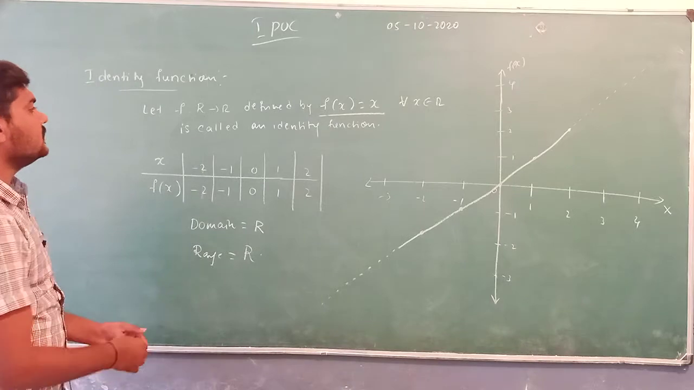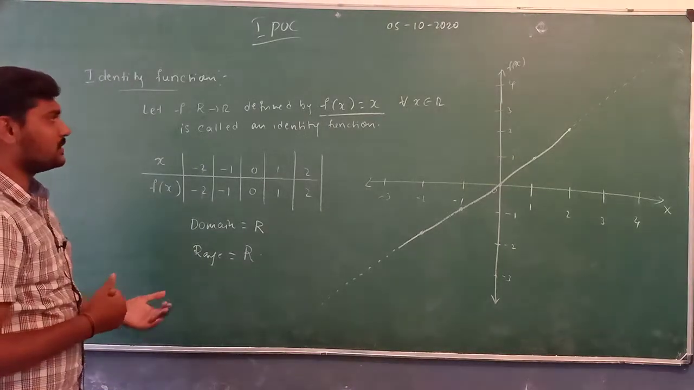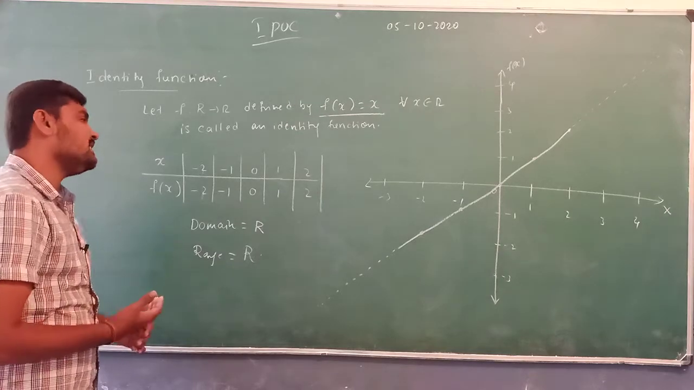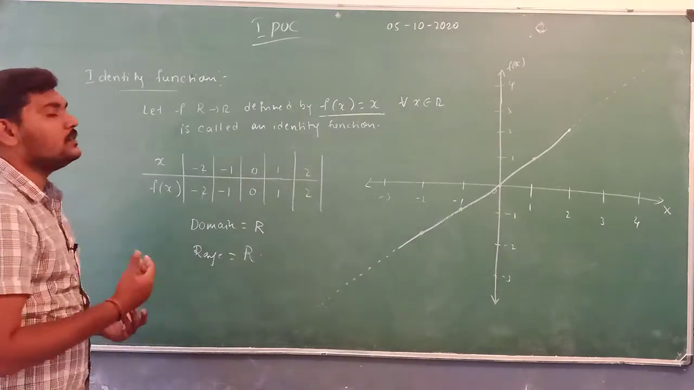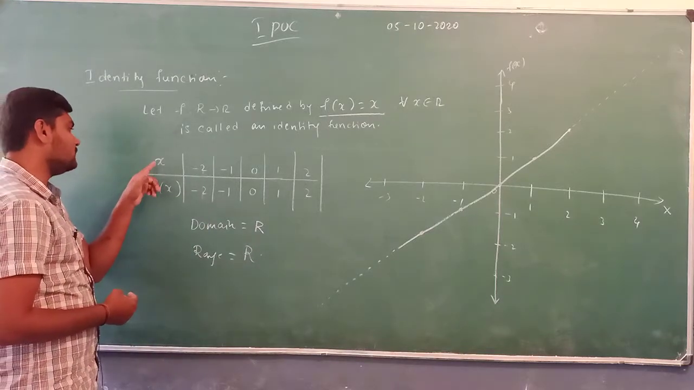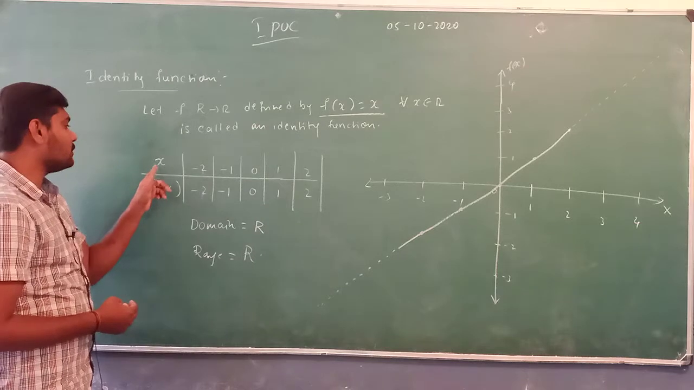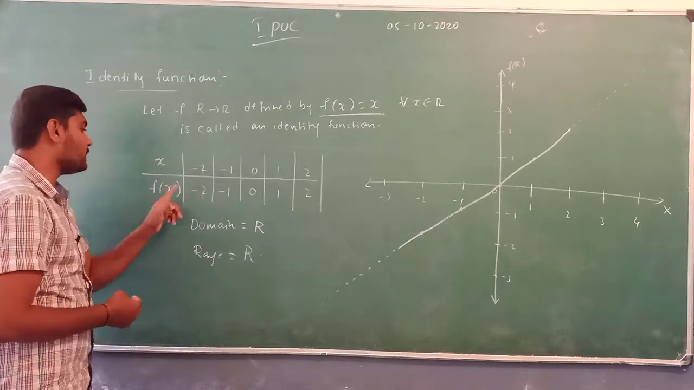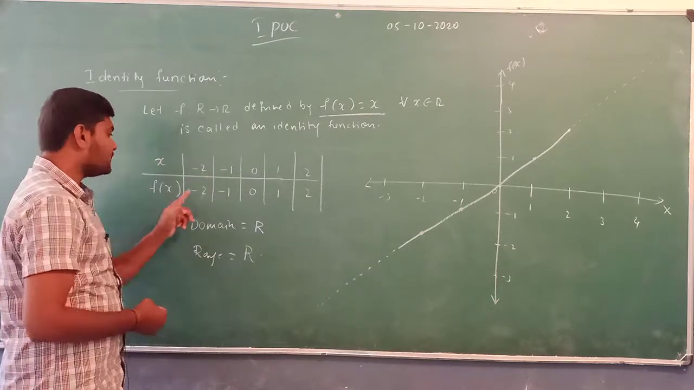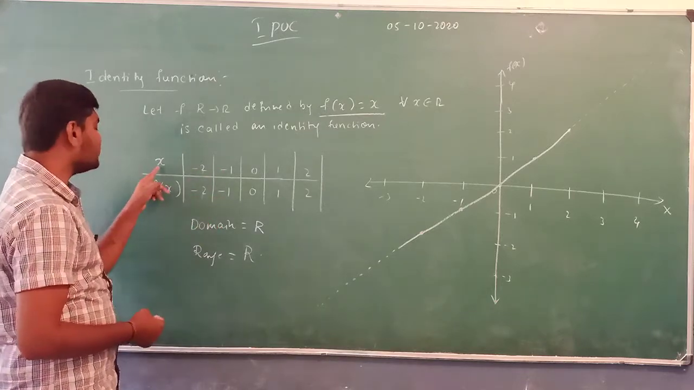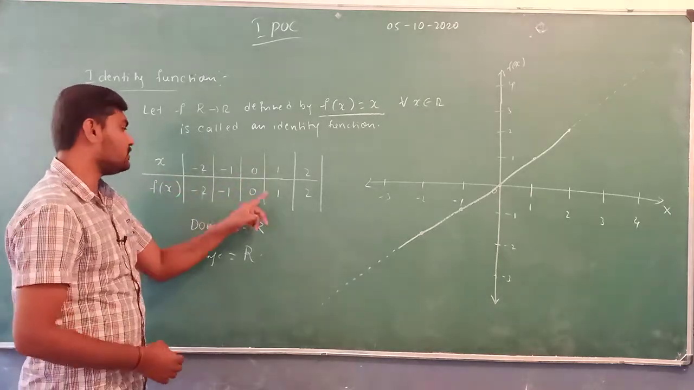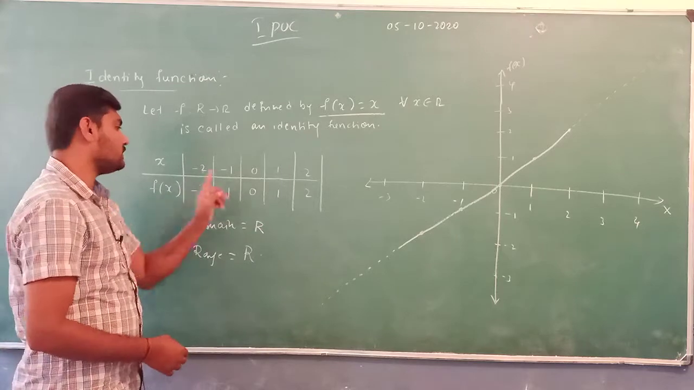Okay, so then we need to draw the graph for this f of x is equal to x, or we need to draw the graph for this identity function. To draw the identity function graph, we need the corresponding values. So we have chosen the numbers x and f of x. Suppose I am going to give x is equal to -2, then f of x is going to be -2. X is equal to -1, then f of x is going to be -1. X is equal to 0, then f of x is equal to 0. X is equal to 1, f of x is equal to 1. X is equal to 2, f of x is equal to 2.